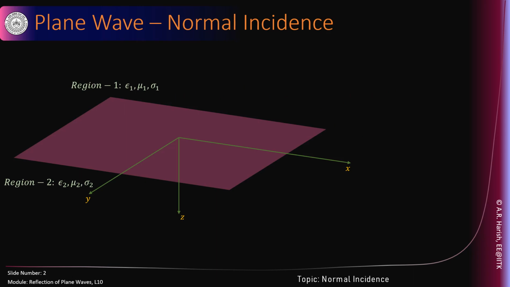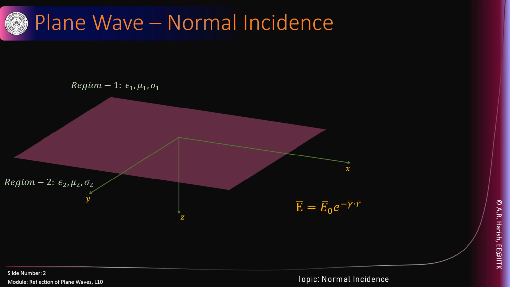So let us consider two regions. Region 1 has constitutive parameters epsilon 1, mu 1 and sigma 1. Region 2 has the constitutive parameters epsilon 2, mu 2, sigma 2. That reddish, pinkish, magenta surface separates the two regions. Mathematically, region 1 is the region where z is less than 0, and region 2 is the region where z is greater than 0.